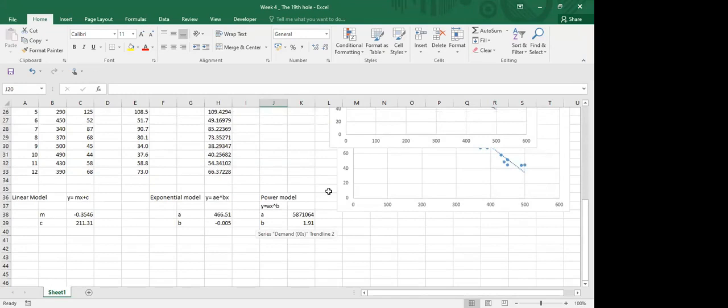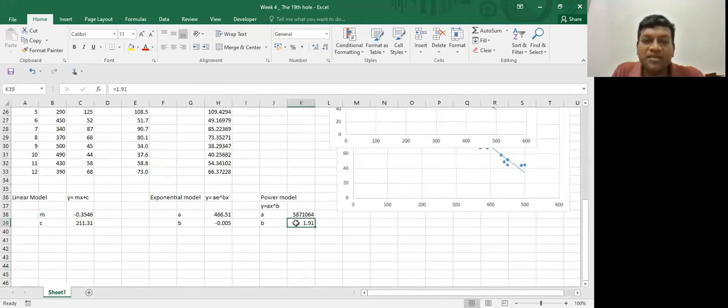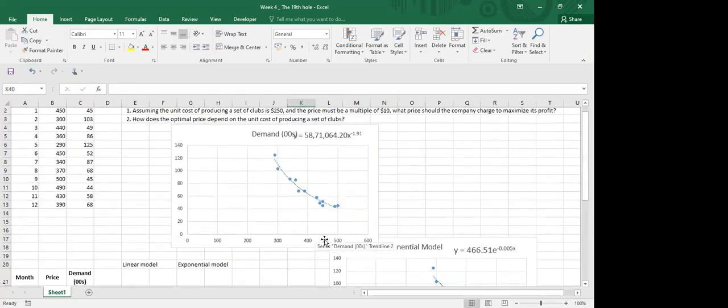Sir, B is a negative value, right? B is negative. Yeah, it has minus 1.9. Absolutely. Yeah. Thank you. Yeah, I think minus 1.91. That's correct. Okay. This minus. Okay. 58,710.